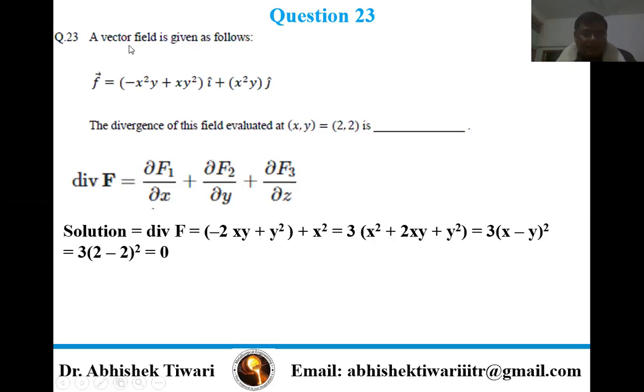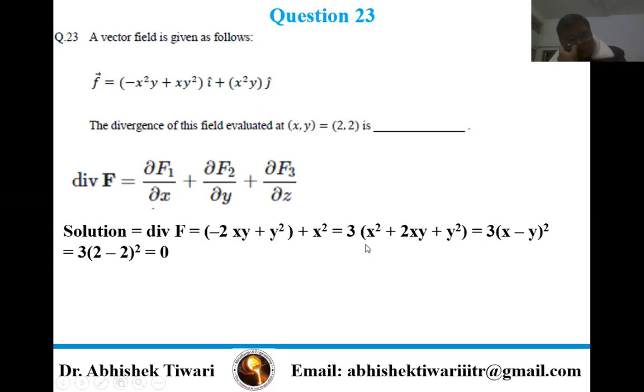Question number 23. A vector field is given as f is equal to minus x square y plus x y square i cap plus x square y j cap. The divergence of the field evaluated at x comma y is equal to 2 comma 2 is. So divergence of f is del f1 upon del x plus del f2 upon del y plus del f3 upon del z. So divergence of f will be equal to this: minus 2xy plus y square plus x square.